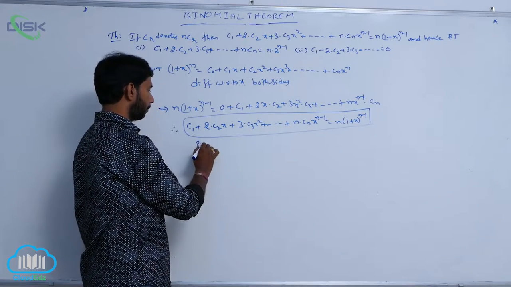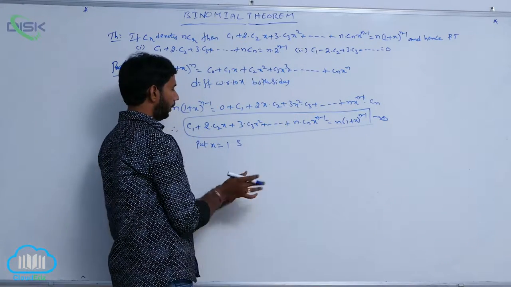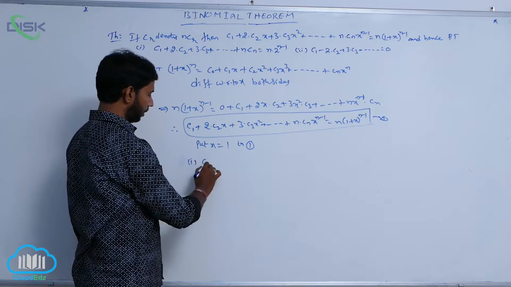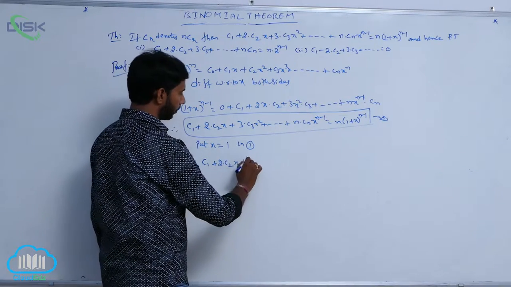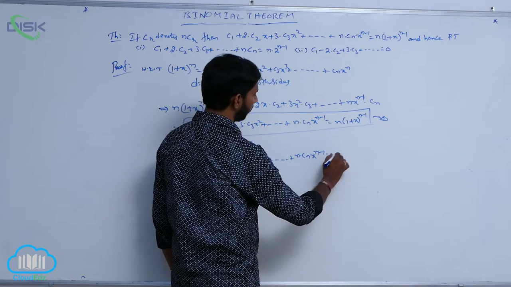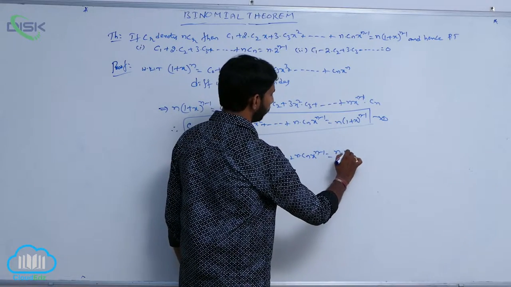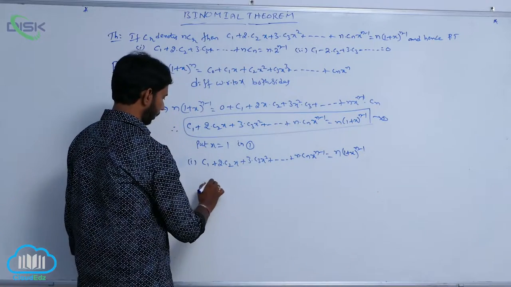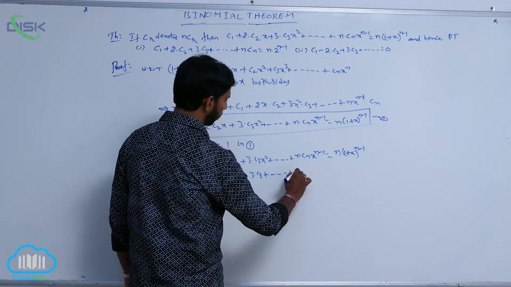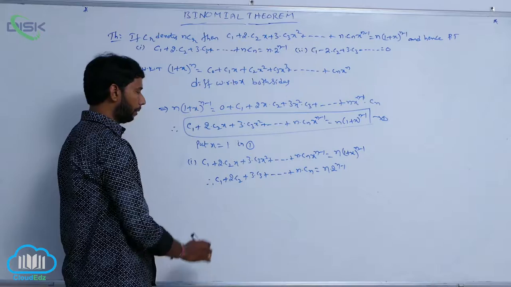Here put x equal to 1 in equation number 1, or condition number 1. Therefore C1 + 2C2 x + 3C3 x² + and so on, n·Cn·x^(n-1) is equal to, putting x equal to 1, n(1 + x)^(n-1). Therefore C1 + 2C2 + 3C3 + and so on, n·Cn is equal to n·2^(n-1).